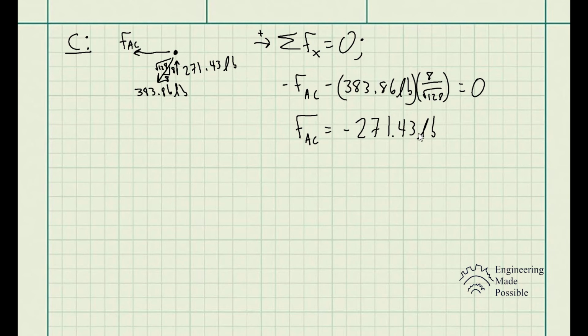271.43 pounds. Now remember, the sign convention just means if we get a negative, it means our assumption was incorrect. Since we did assume it was in tension, that means with a negative, it's actually not in tension, but in compression. And this is how you would draw to represent a member in compression. So F of AC is equal to 271.43 pounds, and this member is being compressed. It's in compression.